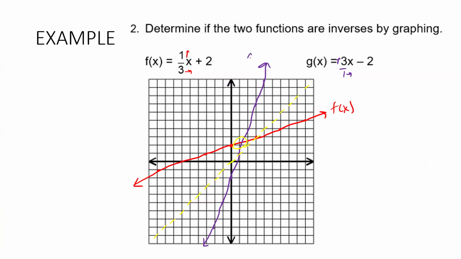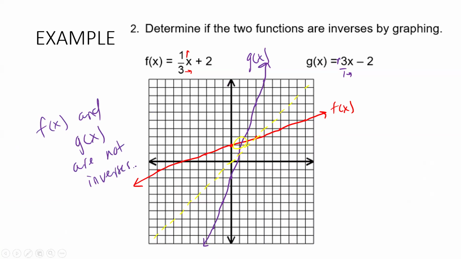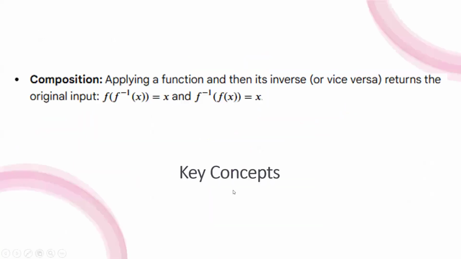Let me write this as g of x. So we know that f of x and g of x are not inverses. Womp, womp, womp. Okay. All right.